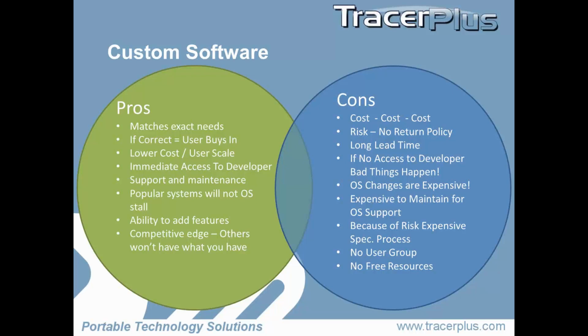When custom code is written, typically you need that developer or that development company, first off, to be really good, to have good code, but more importantly, to be accessible. If they go out of business, you're kind of up the creek. OS changes are expensive. It's expensive to maintain. It's expensive to write spec.